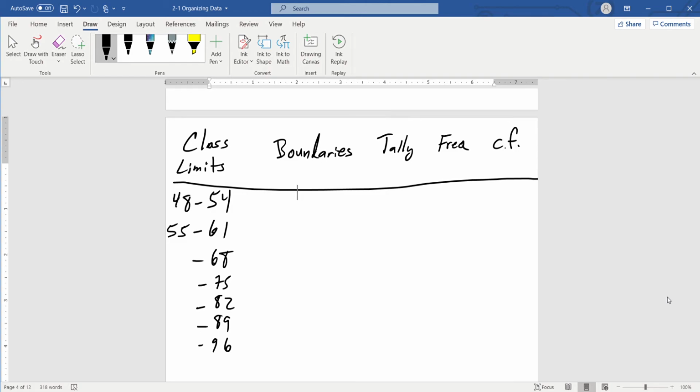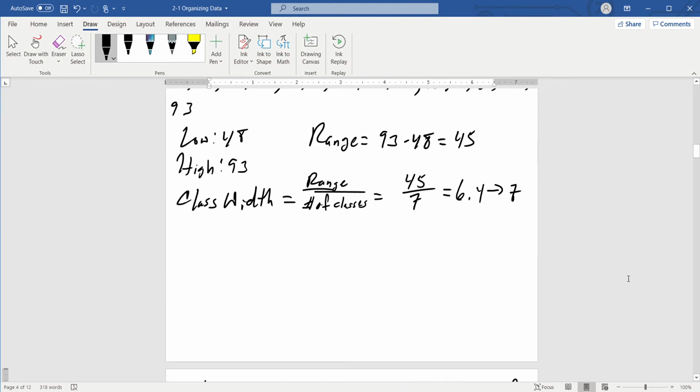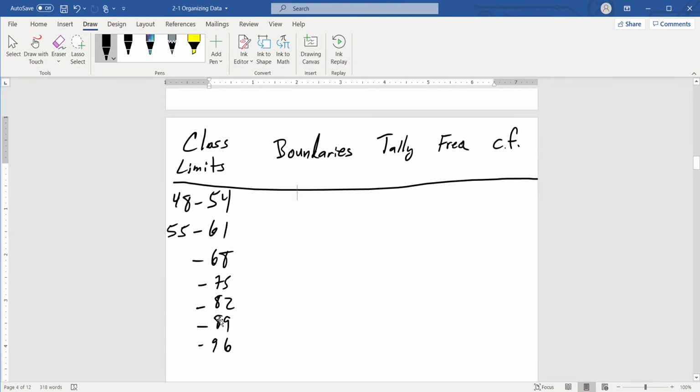No. Why not? Well, there's a couple reasons. One reason, what's your highest value? 93. You've definitely already been able to enclose the number 93 in one of these class limits. Also, how many classes were you supposed to find? It said 7 of them. It just so happens here width and number of classes were the same. Please try not to get those confused. So 1, 2, 3, 4, 5, 6, there are your 7 classes.